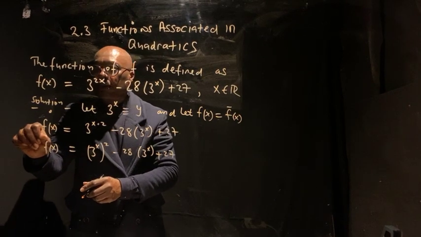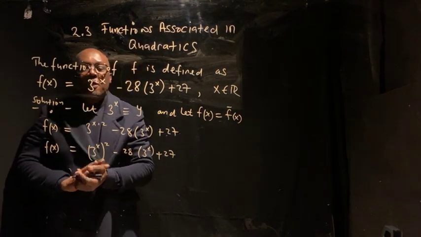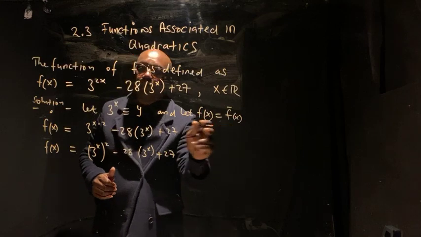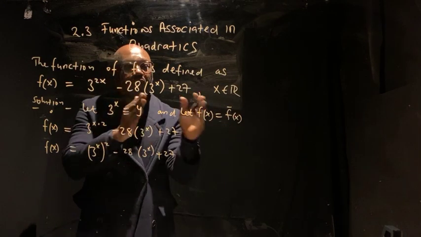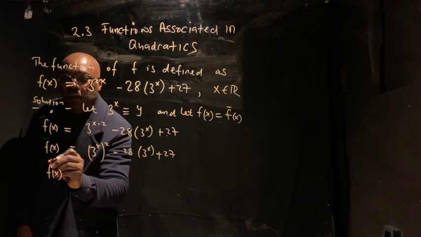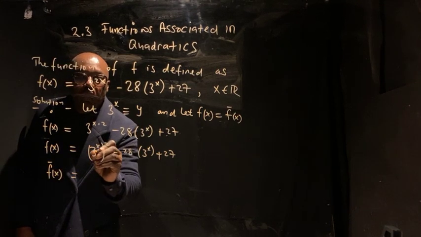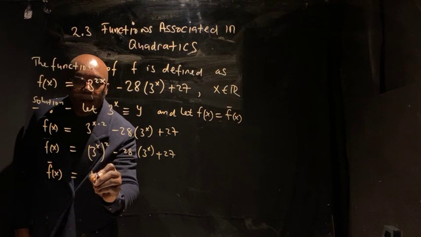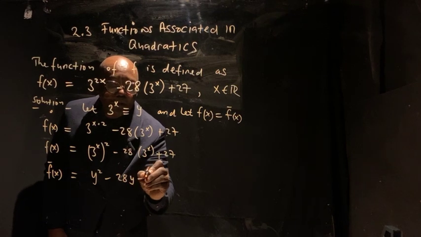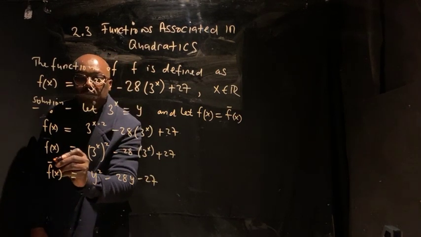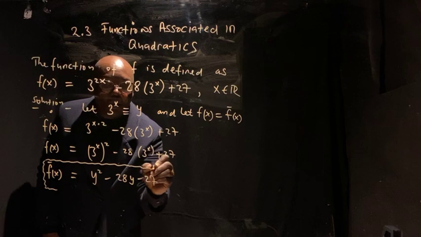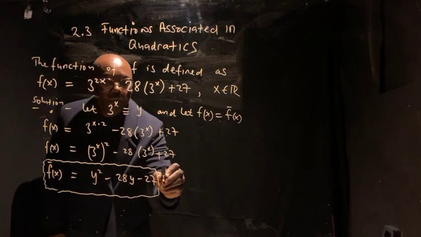Okay, now let us try to enforce the negotiation. Wherever we see 3 raised to the power x, we will rather put y there, and wherever we see f of x, we put this one there. Now we are going to enforce this negotiation inside this equation. So you can see that we have f of x equal to y squared minus 28y plus 27. So you can see that this one becomes a real quadratic equation. I'll call this quadratic equation in y. I'll call it equation micro. Very good.